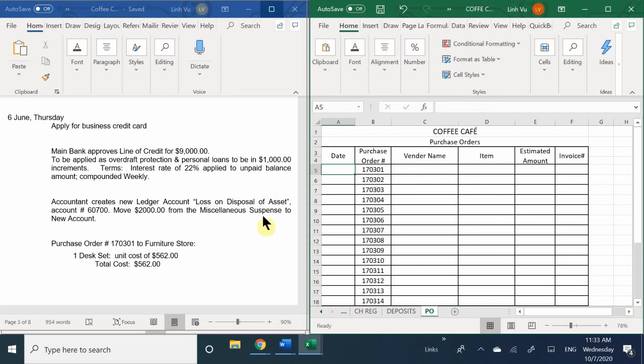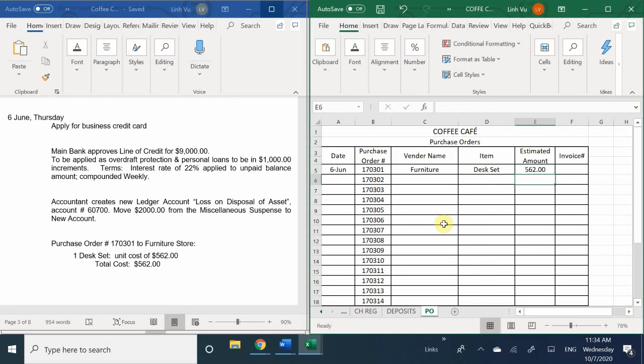So in this case, we made the purchase order on June 6th. The vendor name is going to be the furniture store, right? We bought it from the furniture store. And the item, well, what did we buy? We bought a desk set. And what is the estimated rough amount that you owe?